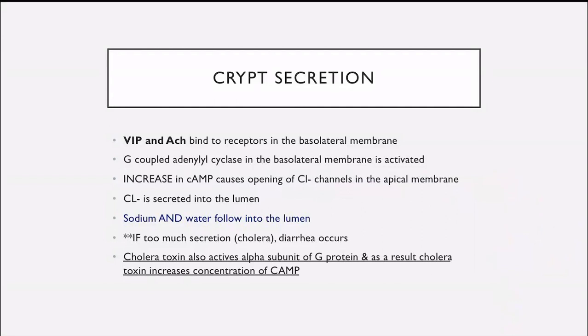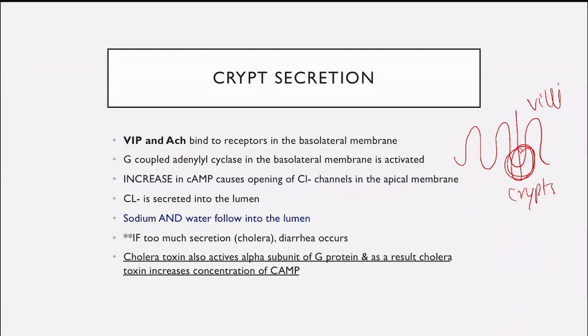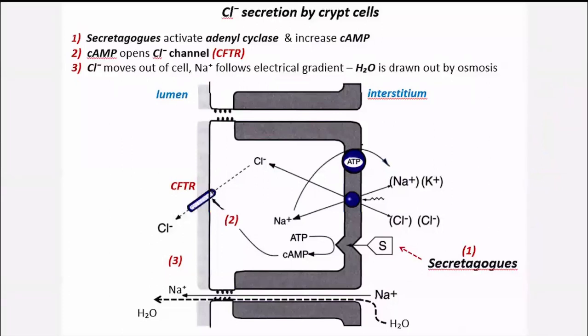Okay. So we established that we had these thingies, and these are the villi. And then we had the crypts over here. The crypts are where secretion is possible. So secretion is the secretion of basically electrolytes from the interstitium into the lumen. So how is this going to happen? Let's start with this diagram. You have the interstitium here and you have the lumen over here.